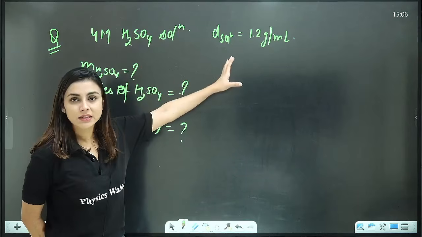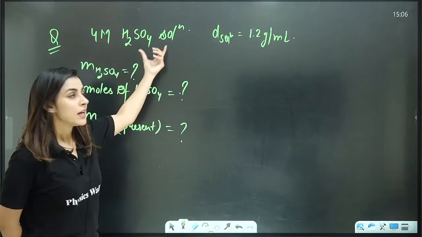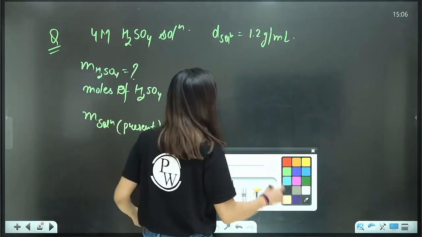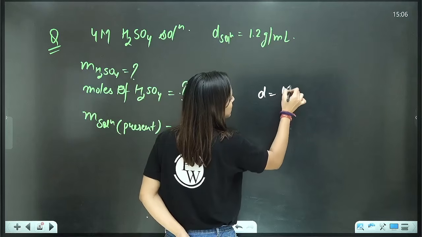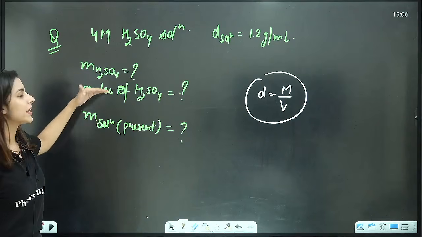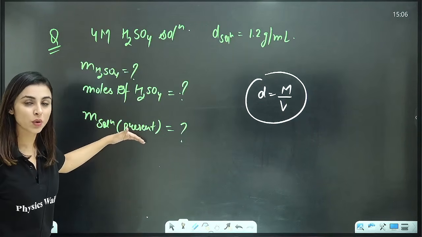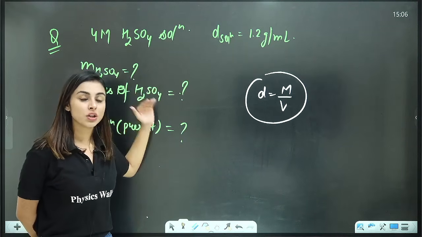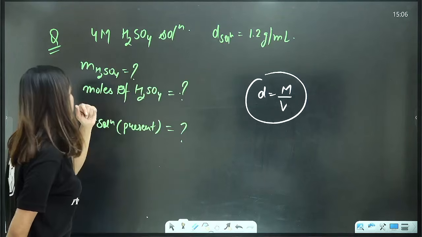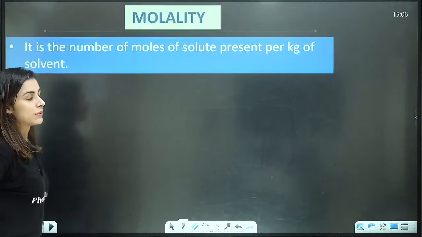Just understand this, decode this expression, use this density. I am giving you a hint, my dear students. You have to use density is equal to mass by volume. You can use this expression and you can calculate all the 3 parts. Okay, so do comment down your answers and I'll definitely check them. Perfect. Next, my dear students, this was molarity.